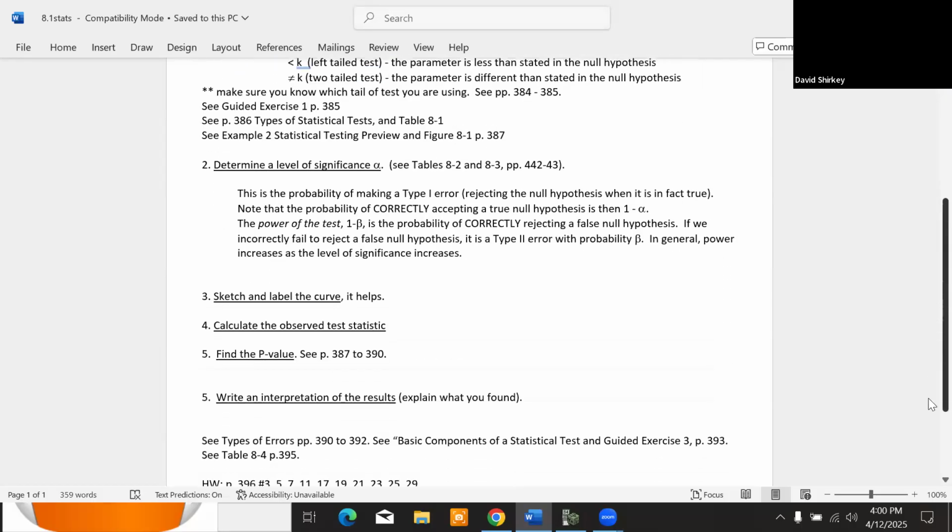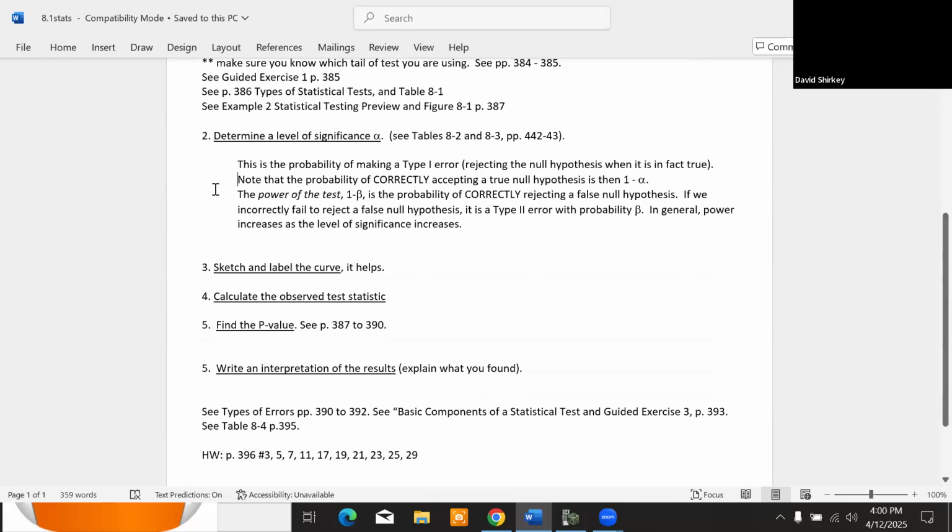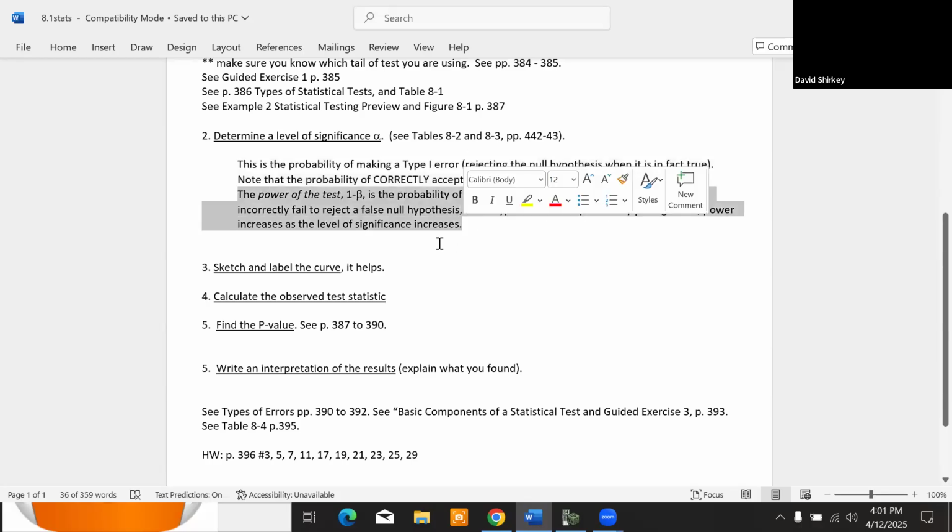Now, step number 2 is determine a level of significance alpha. This is going to be done for you. The level of significance will be given to you. So what we're interested in is alpha specifically. This is the probability of making a type 1 error when you test, in other words, you reject the null hypothesis when it is in fact true. So the probability of correctly accepting a true null hypothesis, since they have to add up to 1 or 100%, is going to be 1 minus alpha. We're going to skip over the power of the test for this course.